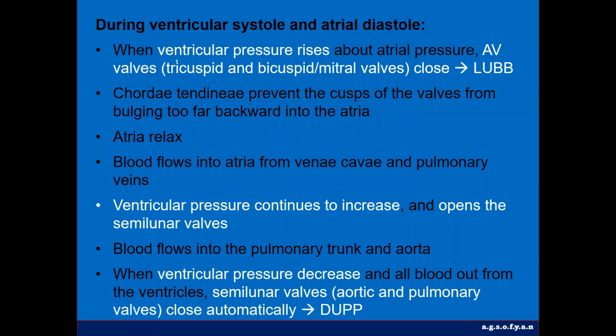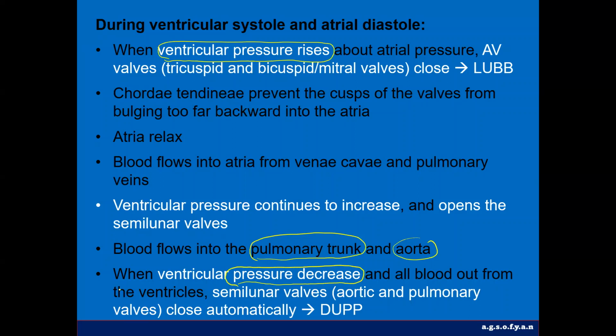Now in the ventricle, ventricular pressure will be rising, and then the blood will flow into the pulmonary trunk and the aorta. So this is during the ventricular systole. And then when the blood is empty, the pressure will also decrease. And this is happening during the ventricular diastole.